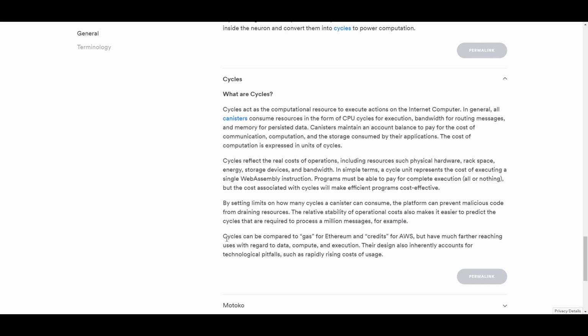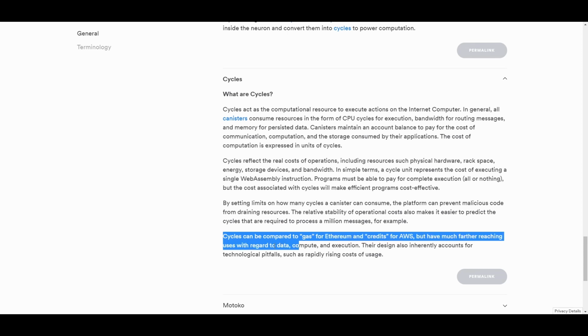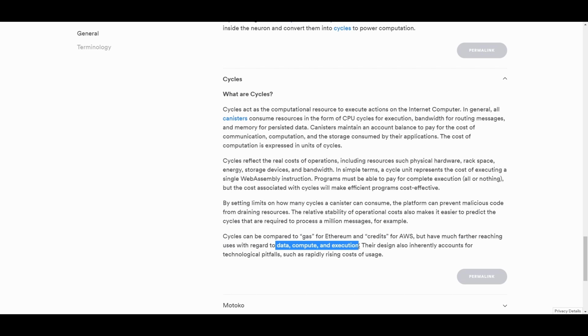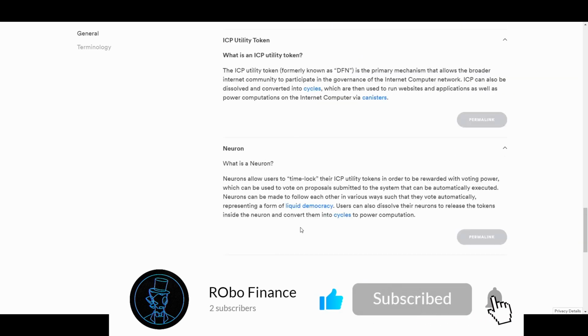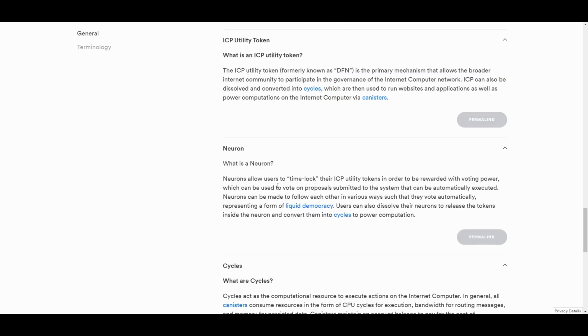Cycles can be compared to gas for Ethereum and credits for AWS, but have much farther-reaching uses with regard to data, compute, and execution. Their design also inherently accounts for technological pitfalls, such as rapidly rising costs of usage. I know cycles won't matter to most of you, so here is what you can do with the ICP token.